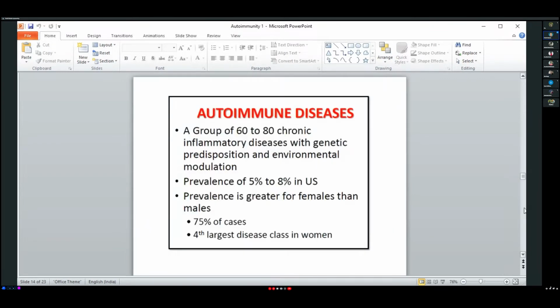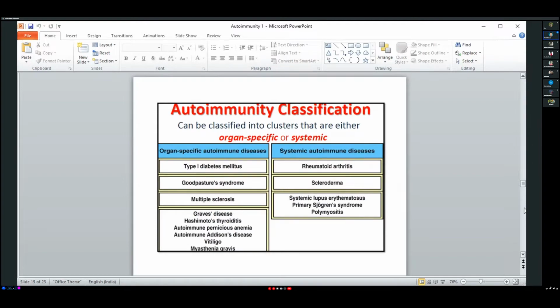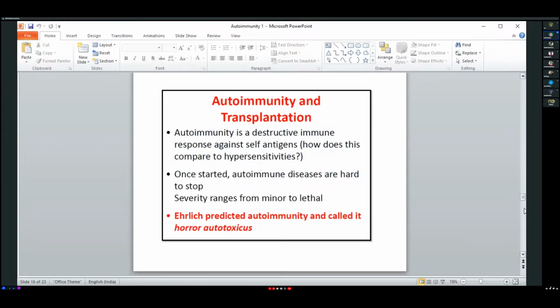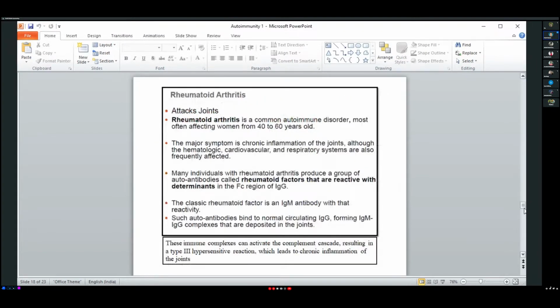Now, students, you can see we will be discussing two representative diseases of autoimmune disorders. There are many, but to give you the idea, we will be discussing a few basic autoimmune disorders. One of the important autoimmune disorders is rheumatoid arthritis. You can understand it is a common autoimmune disorder.